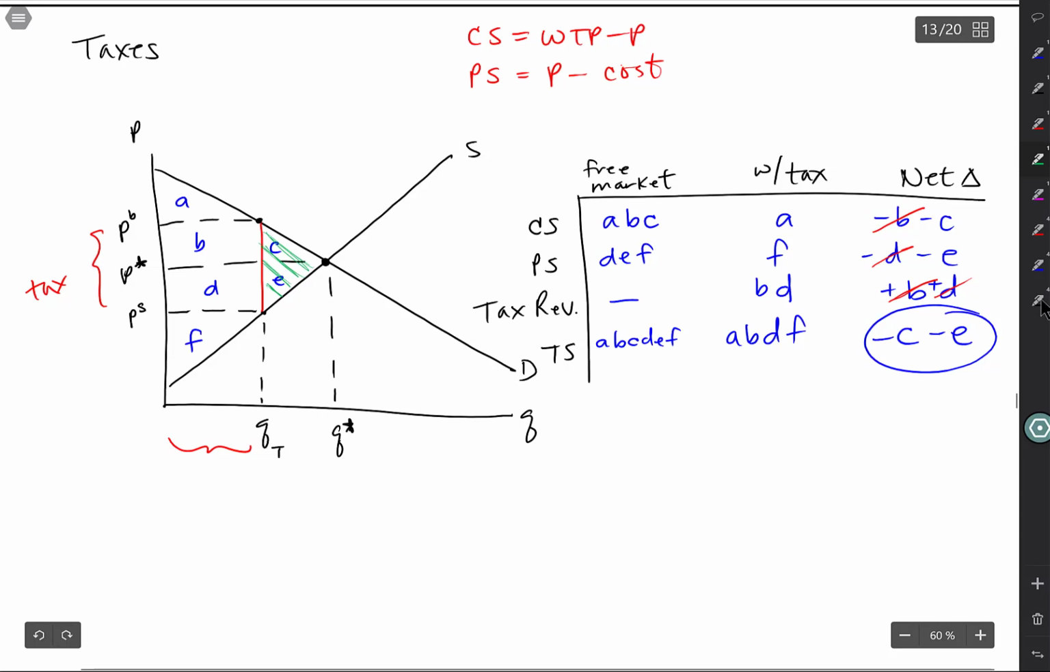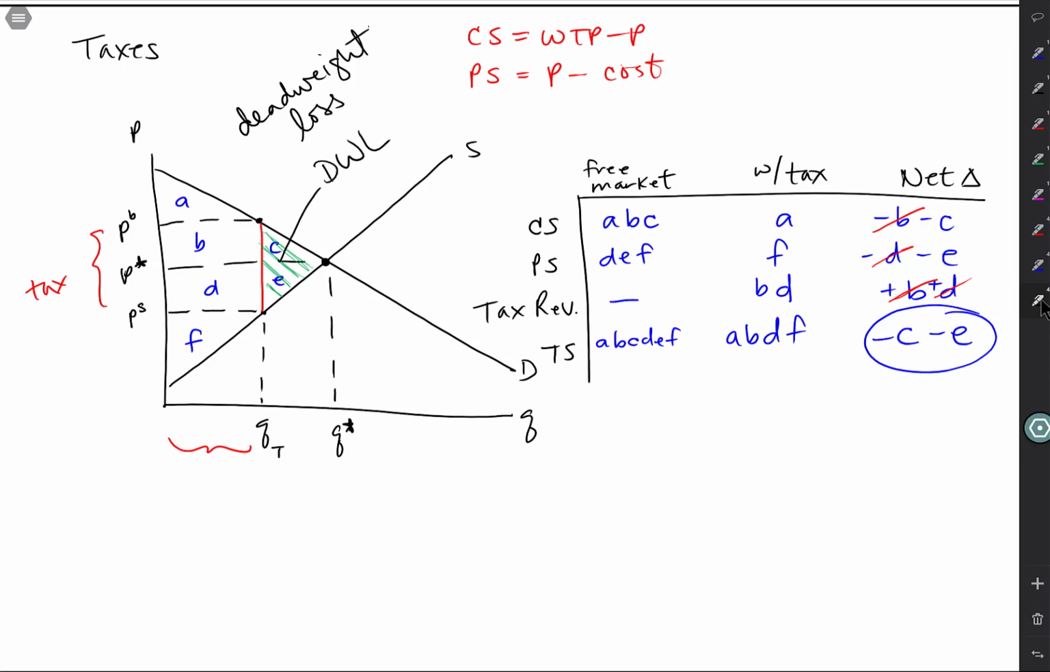No one picked up C. No one recovered C and E. We lost this welfare here. And this region, C and E, is what we call that deadweight loss that I described before. Deadweight loss is loss in total surplus, usually from the government intervening in the market.